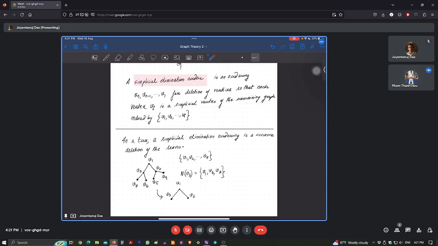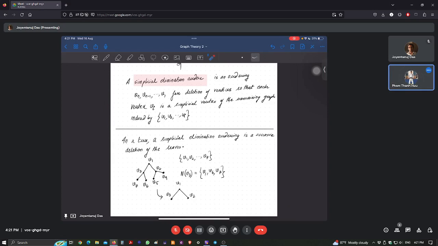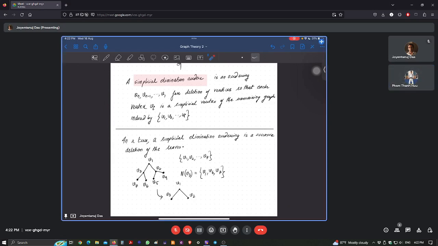But v2 as well, but v1 is not simplicial. Yes, till now, v1 is not simplicial. But v2 is also simplicial. So I can delete v3. Then I delete v2. Now only one vertex is left. That automatically satisfies the property because the neighbor set is the empty set.